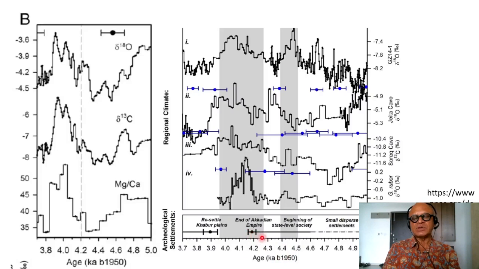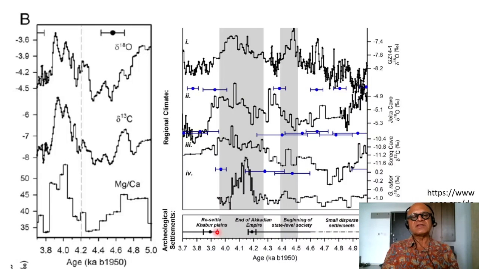this dryness, which begins here around 4.25 or so, lasts for a while. Okay, so these are kilo years, so at least multiple centuries. 4.1 to 4.2 is a century. So you can see that the Akkadian Empire ended in the middle of this dry period, and then when the dry period ended, there was resettling of the Khabur plains.